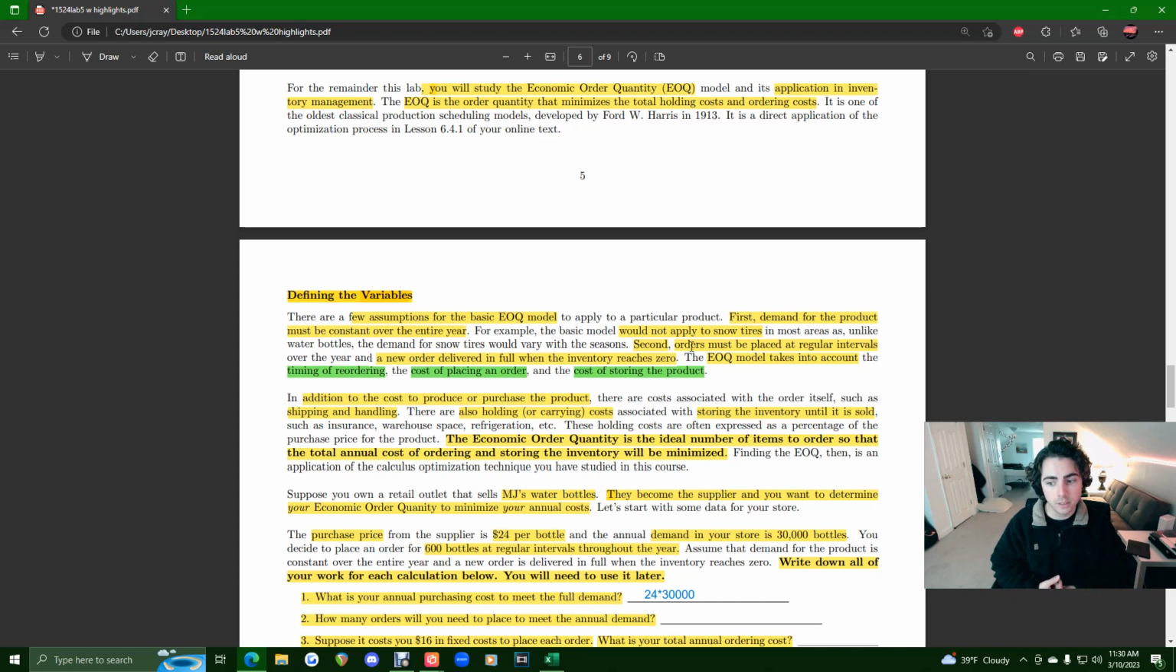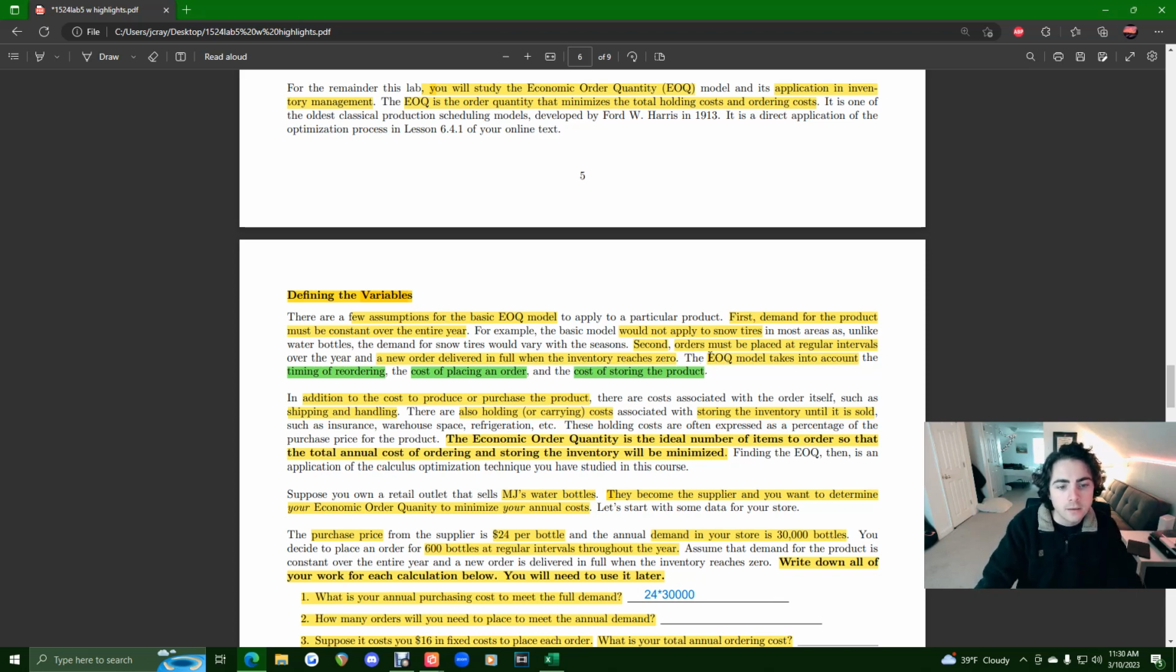Another example might be bathing suits. Bathing suits have a high demand in the summer, maybe not so much in the winter. Okay. Second, orders must be placed at regular intervals over the year and a new order delivered in full when the inventory reaches zero. So you're placing orders of certain amounts and waiting for that inventory to run all the way to zero before you order more, but you're ordering at regular intervals.